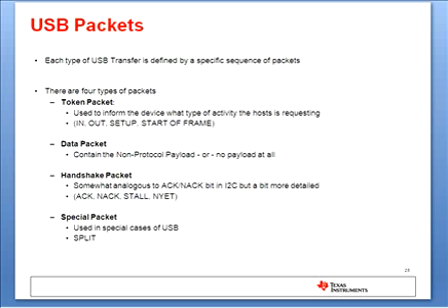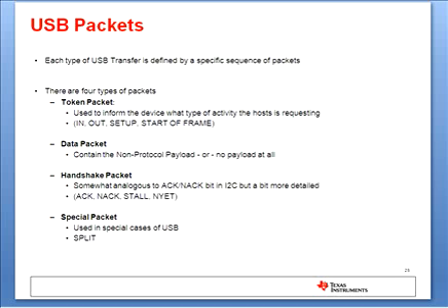Next, we will discuss USB packets. Each of the previously discussed transfer types is defined by a specific series of USB packets. There are 4 types of packets defined by the 1.1 and 2.0 spec, the first being the token packet, the second the data packet, the third the handshake packet, and finally the special packet.